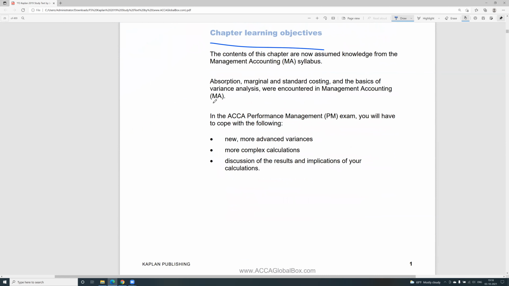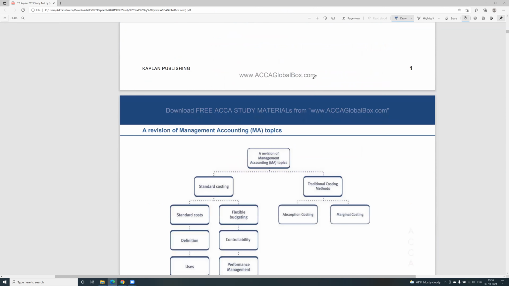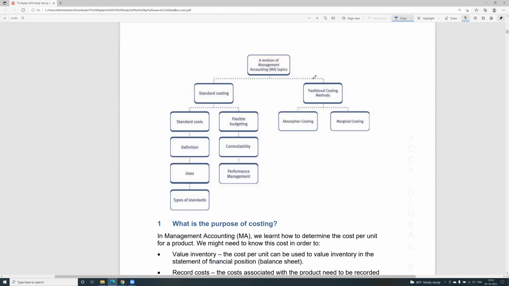Now, moving forward, this is the chapter learning objectives. We are going to go through the basics of management accounting, meaning a revision of the management accounting syllabus. So let's get started with it. Now, understand this.